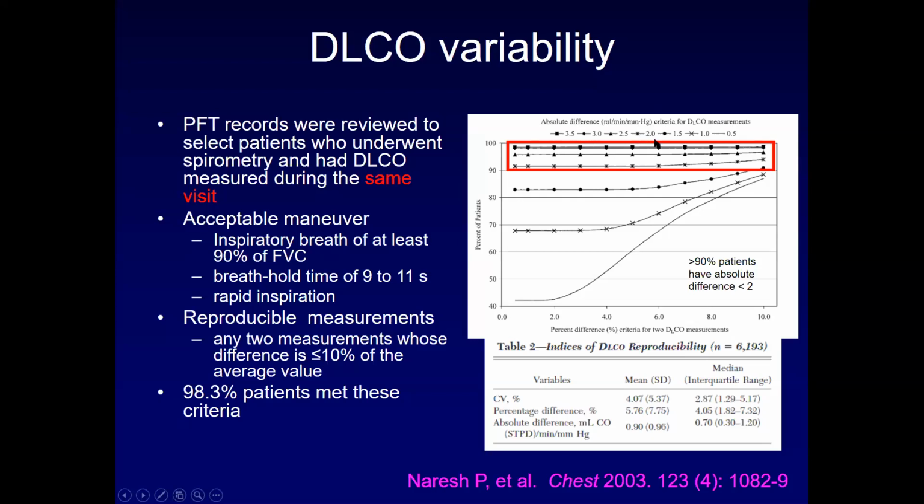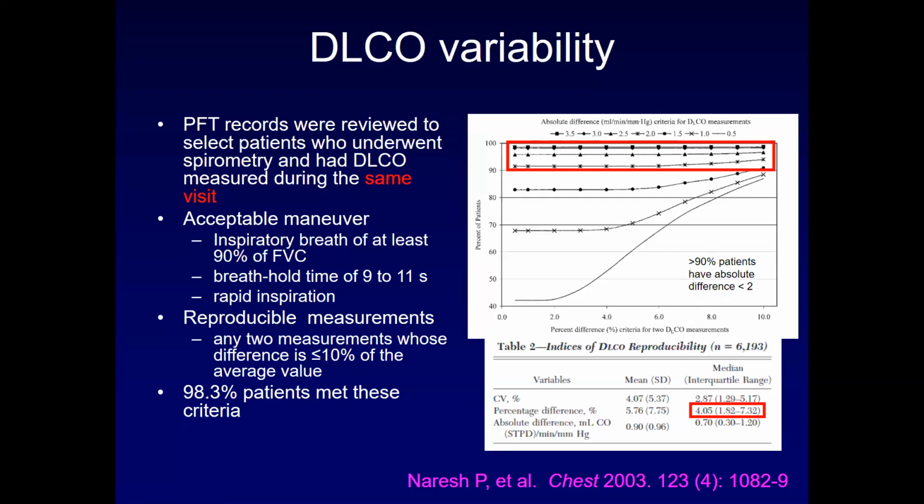90% of them were within 2 of each other. And if you're a percentage person, 4.05%. Now, this doesn't say that from time point A to time point B they should be within each other, but it is a rough estimate of 2 and 4.05.